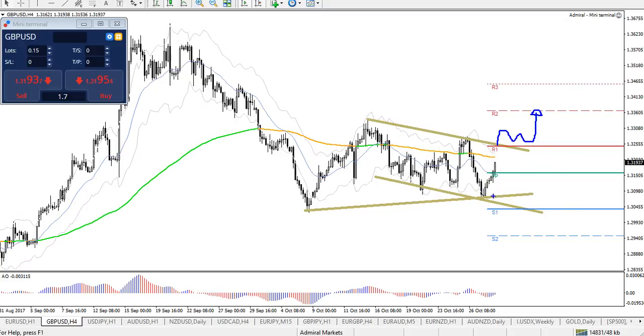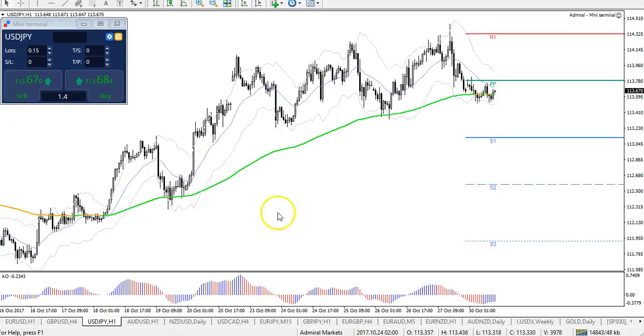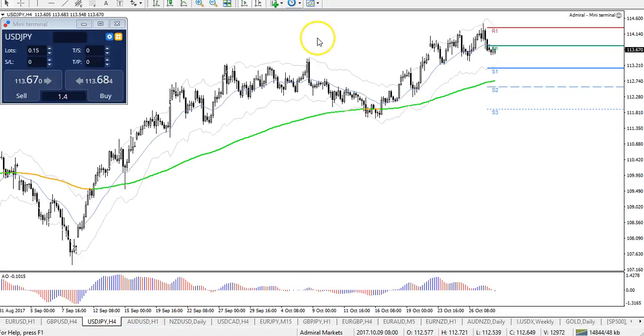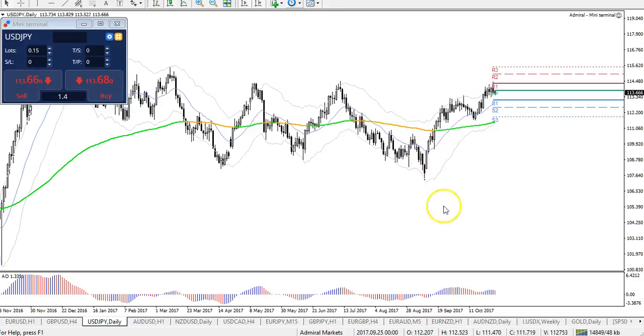But otherwise, I am not a big fan of this pound dollar. It looks pretty choppy. It looks pretty rangy. Looking for a breakout, first of all, in my view. Next on the list, dollar yen basically is at a strong resistance spot, 114.50, yes, indeed, 115.